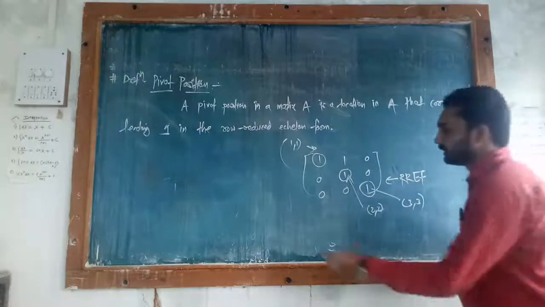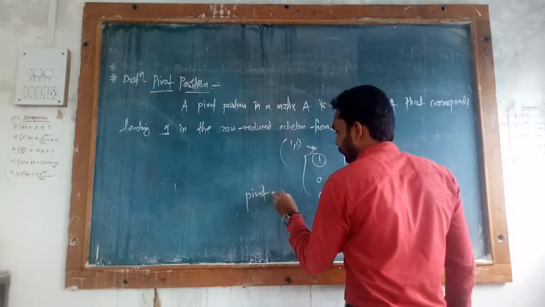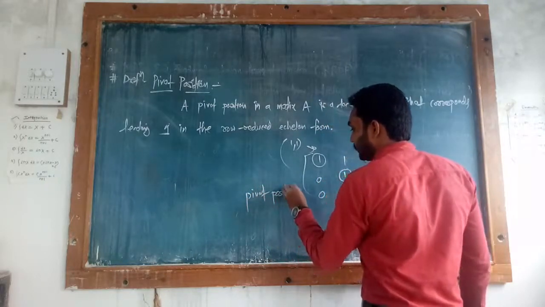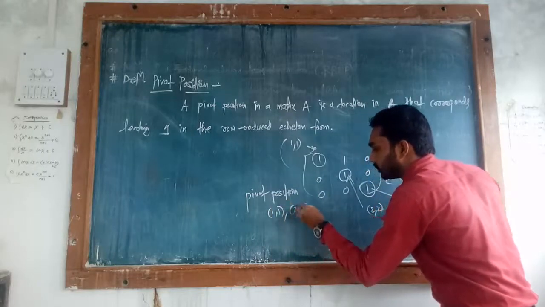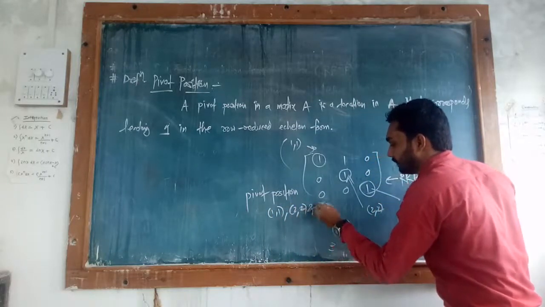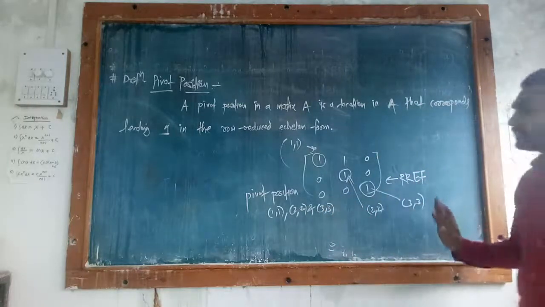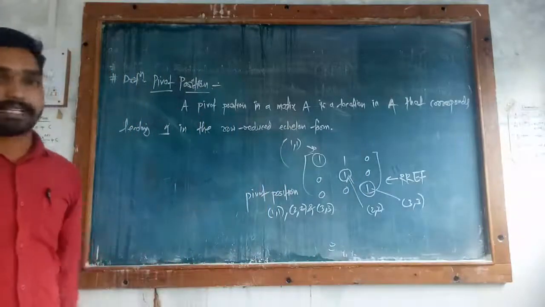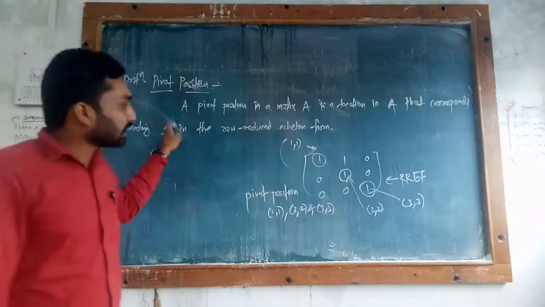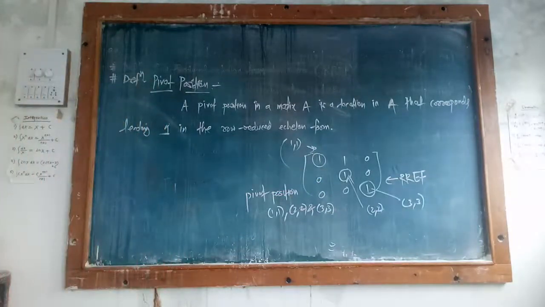So pivot position in your above example becomes 1 1, 2 2 and 3 3. Pivot position is a position in your row reduced equivalent form matrix where the leading entry is present. This is called your pivot position. So this is your definition of pivot position.